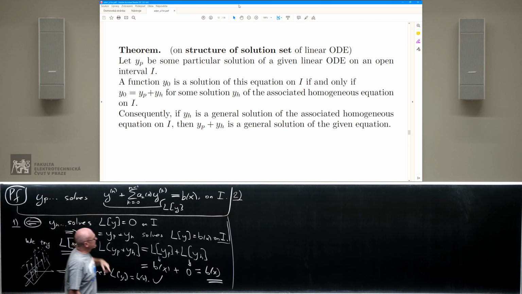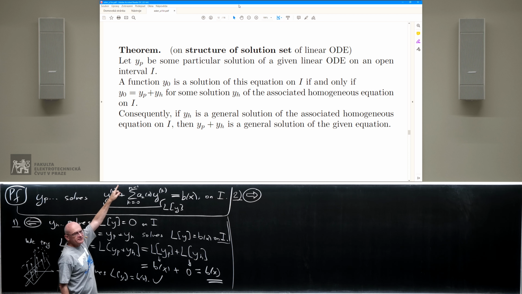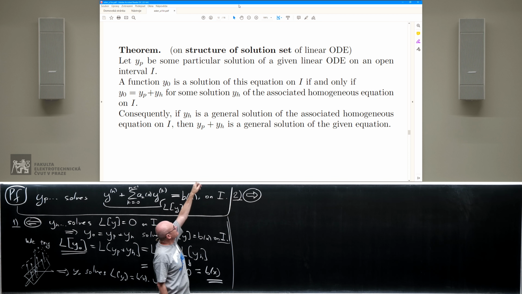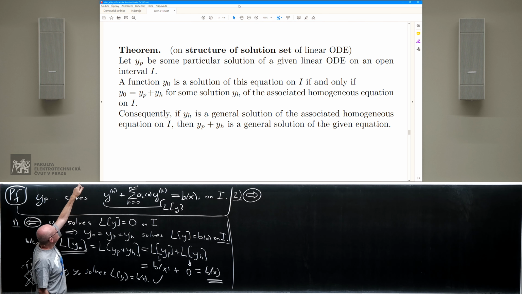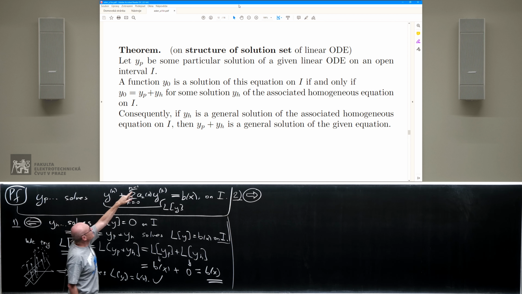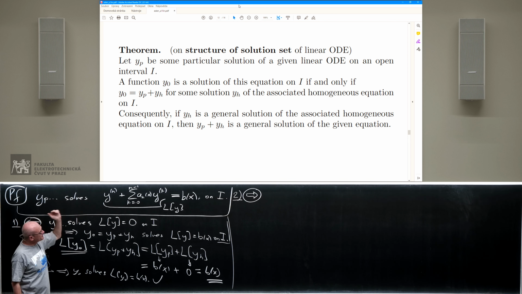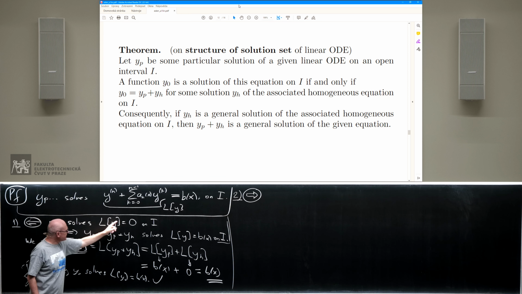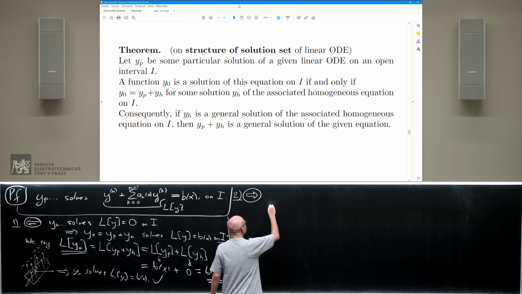Now let's read it left to right. When somebody gives us a solution of the original equation, then it comes in the form yp plus yh for some homogeneous solution. So this statement really says, when we read it left to right, that this way of generating solutions is exhaustive. It captures all possible solutions, which is wonderful. So what we have to prove is this.